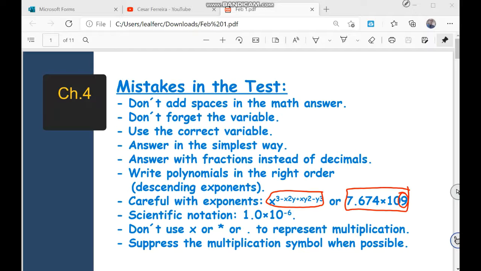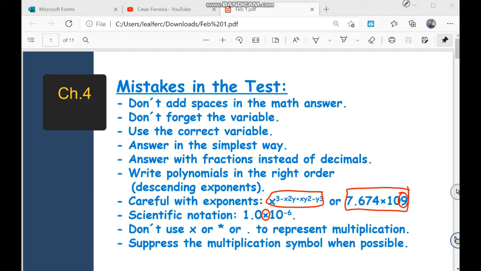Scientific notation. You have to use the multiplication sign here, not x. There is a multiplication sign. And the first number is digit, decimal point, and another digit, always. If you have more significant figures, you add the significant figures. If you don't have, you just add at least one 0 after the decimal point.